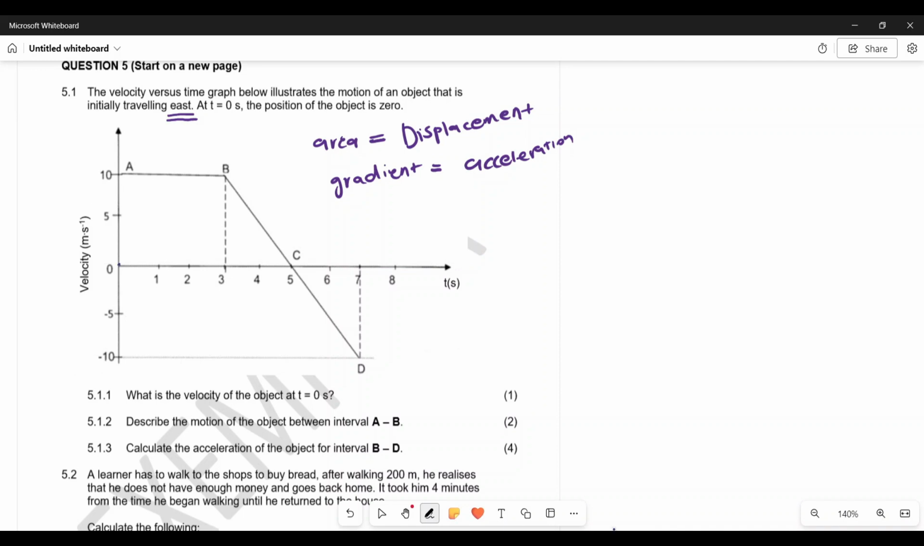Now, 5.1.1, what is the velocity of the object at t is equals to 0? Now, at t is equals to 0, this is the velocity, and this velocity is equals to 10 meters per second.